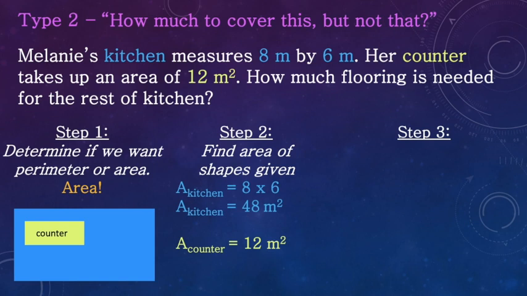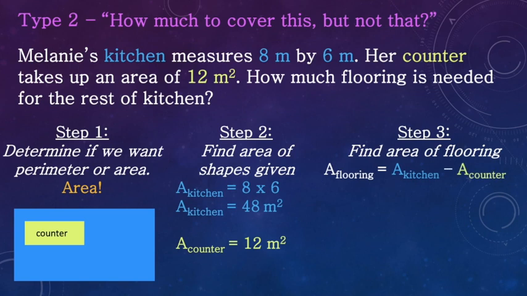All right, so third step, you find the area of the actual flooring, right? The amount of tiles. So again, the area of the flooring is equal to the area of the kitchen, the whole thing, minus the area of the counter. So we're kind of cutting this part out. That's why we're subtracting. When we plug in our numbers, 48 minus 12, we get an answer of 36 meters squared.